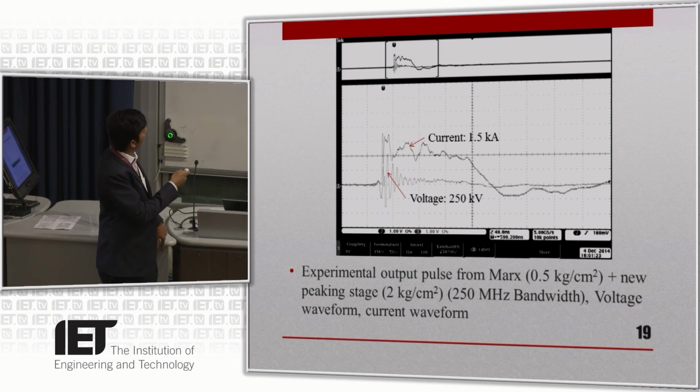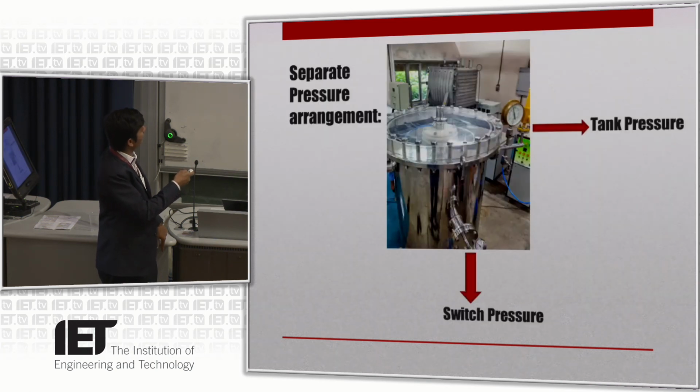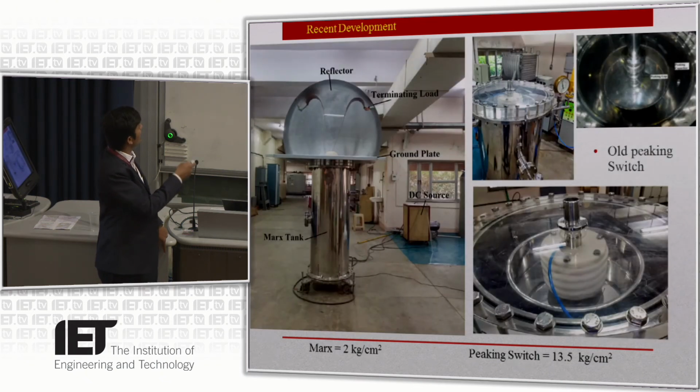We are getting very interesting results. These are the separate arrangements for the tank pressure and picking stage. This is for the tank pressure arrangement. This is for the switch pressure feeding arrangement. So this is a separate isolation system. The entire setup is what we developed, and this is a terminating resistive load.